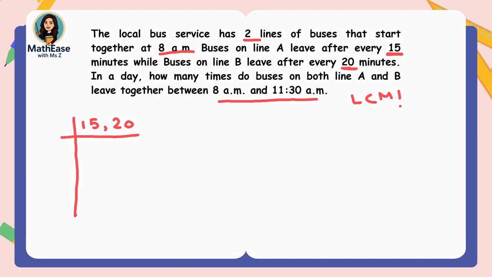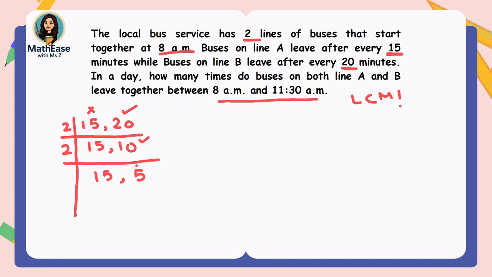And as always with LCM, we're going to start dividing them by the smallest prime number, which is 2. Since 15 is odd, we can't divide it by 2, but 20 can be divided by 2. So the 15 stays as it is, and 20 divided by 2 gives us 10. Now 10 is still even, so we are going to divide these by 2 again. The 15 stays as it is again, and 10 divided by 2 gives us 5.